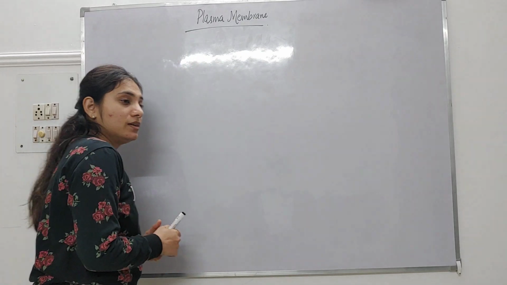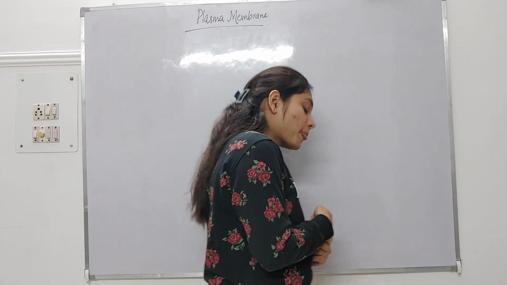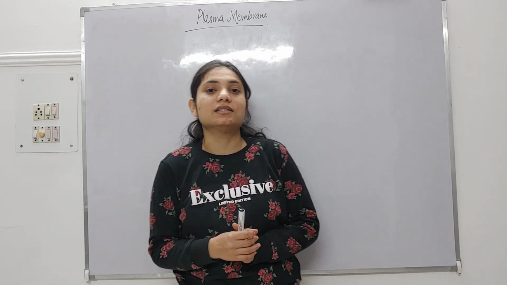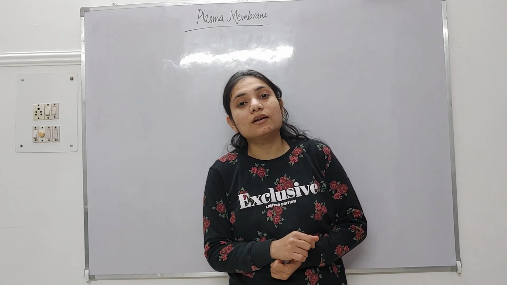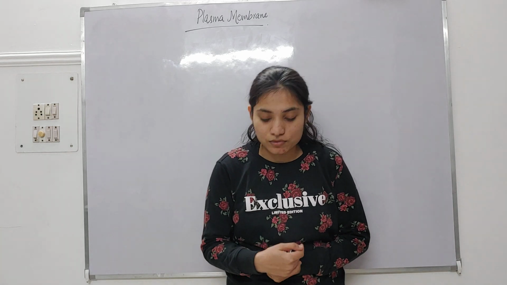Now, cells on the basis of their structure are of two types: prokaryotic cells and eukaryotic cells. Prokaryotic cells are mostly unicellular, whereas eukaryotic cells are multicellular, but they can also be unicellular. Prokaryotic cells are also present.